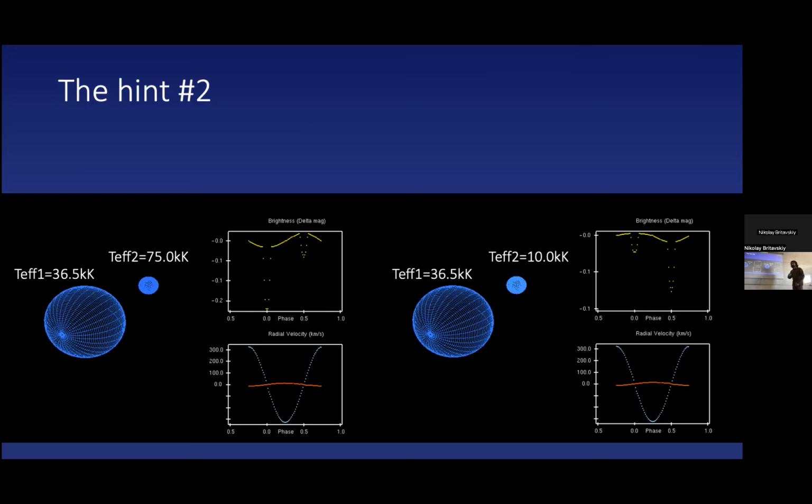So you're saying you get the same curve at the bottom independent of the temperature of the companion. You could have a companion at 10,000 and another at 75,000, and the curve at the bottom looks the same. Yes, they will be the same. That's very important to keep in mind, because it will help us understand the nature of the system we are dealing with.